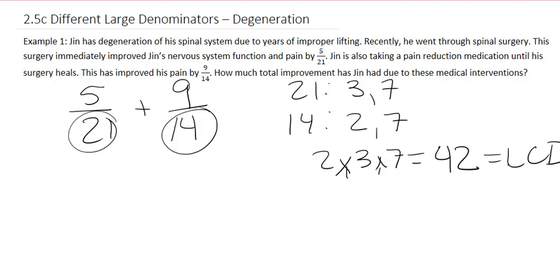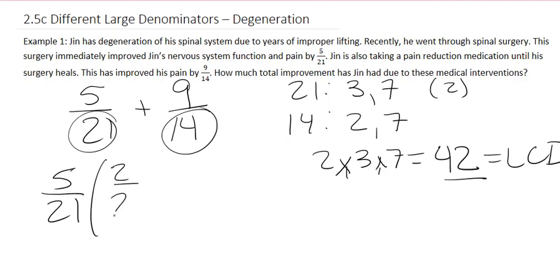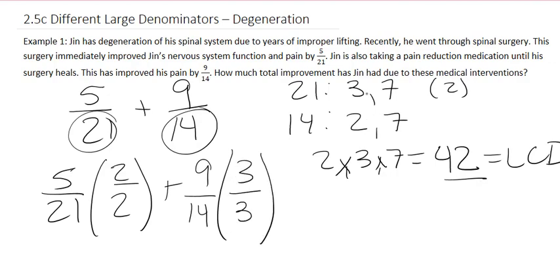So when we go back to our problem, we will multiply those missing factors to get our common denominator here. So 5/21. The factor it's missing is 2. We'll just put it right there. So we multiply the top and the bottom by 2, so it does not change the actual fraction. Plus 9/14. And we're going to multiply top and bottom by 3, because this is the missing number in 14.